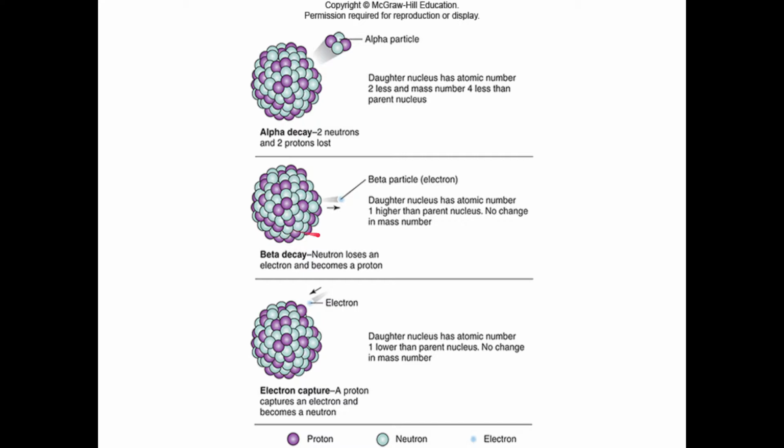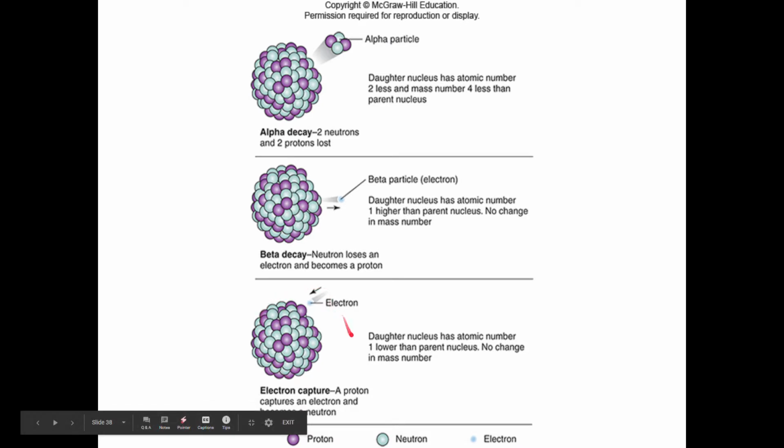There's beta decay, where a neutron emits an electron and turns into a proton, so then it becomes a new element. So if this were to happen to hydrogen and it emits a beta particle from its neutron, all of a sudden that neutron turns into a proton. Now you've got helium.